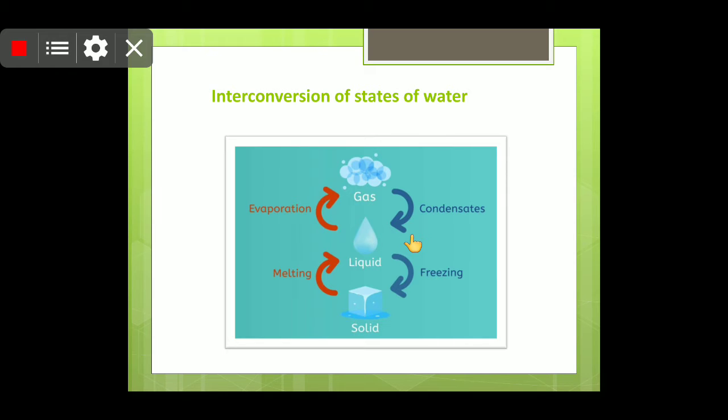As I'll give you the example, children, if you just take out an ice tray from the refrigerator, from the freezer, and then keep it at room temperature, it will turn into water. And at the same time, when the same water you keep again in the freezer, it will freeze, it will again become ice. So, children, by these experiments we can conclude that the physical state of water is interconvertible. We can change its state by altering its temperature.